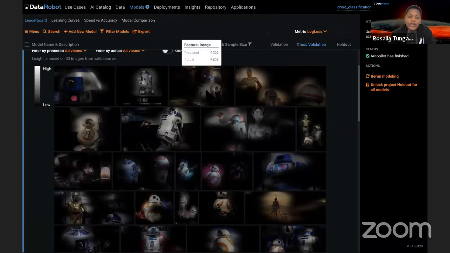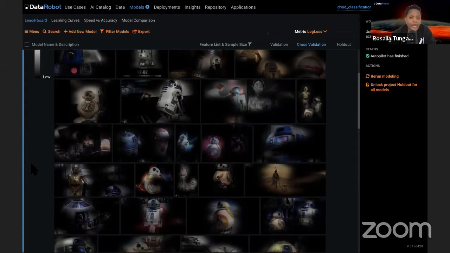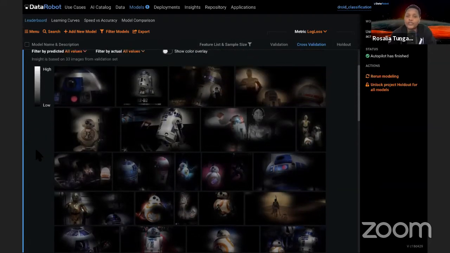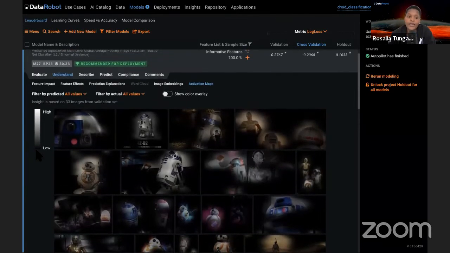One good thing you can see in every single image in here is that the model is actually focusing on things that you and I would focus on if we were to embark on a project where we want to use images to distinguish between BB-8 and R2-D2. We would look at the robots themselves in the image and definitely ignore the background. And that's exactly what the model is doing. So this is a good sign that our model is doing something very sensible, and we could probably trust it.